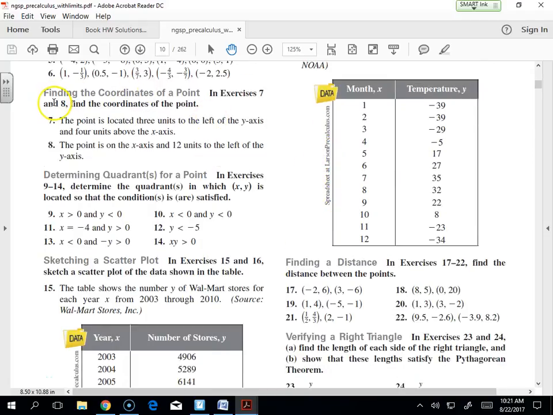Okay, but as we got down here, starting in homework number 2, do I want you to literally write, finding the coordinates of a point. In exercise 7 and 8, find the coordinates of the point? No. What do I want you to actually put? I want you to put find coordinates. Or you can say find point. Then you do the problem number. And then you can say 3 left of y, 4 above x. And then answer. Does that kind of make sense?